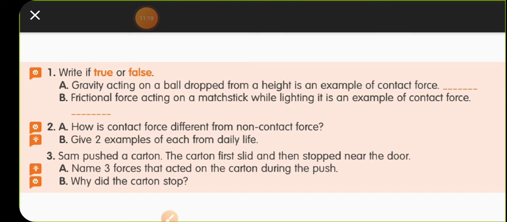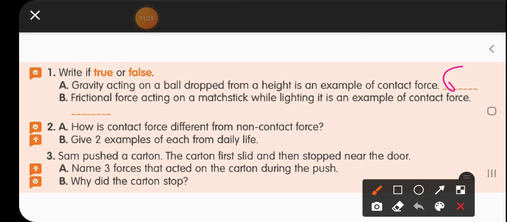Gravity acting on a ball dropped from a height is an example of contact force, so it's a false statement. Frictional force acting on a matchstick while lighting is an example. Yes, it's a true option. How is contact force different from a non-contact force? In contact force, the two objects are in direct touch with each other, whereas in non-contact force, the two objects are not in contact with each other. Give an example of each from daily life. They are asking one example for contact forces. Lifting a bucket is an example of contact force.